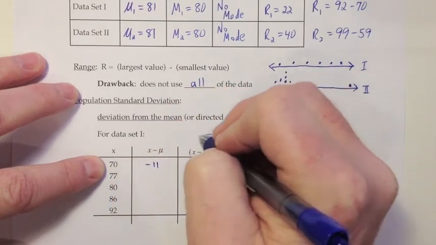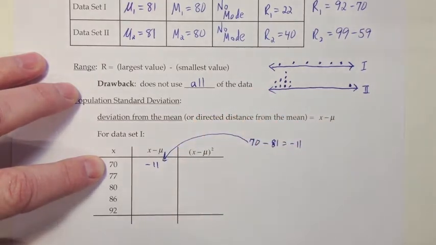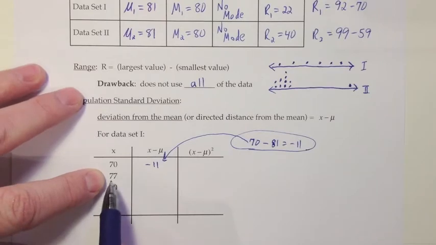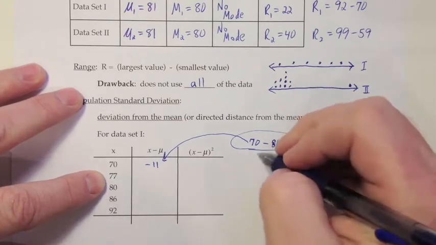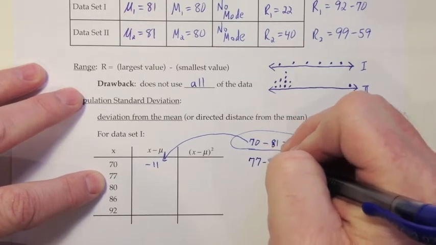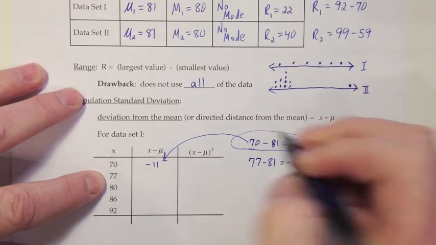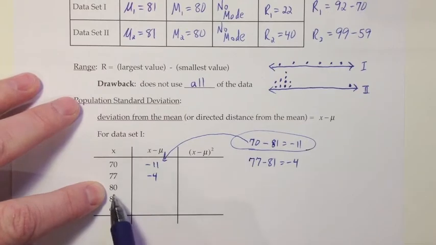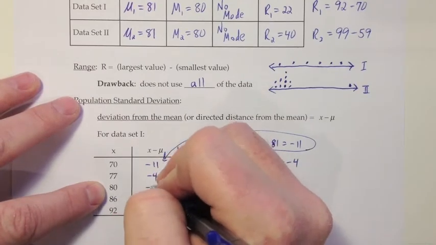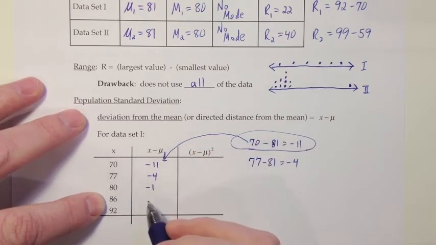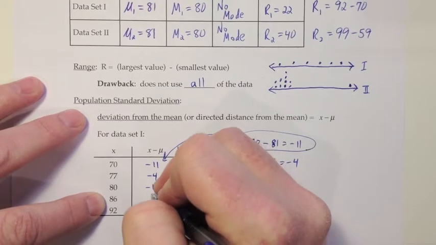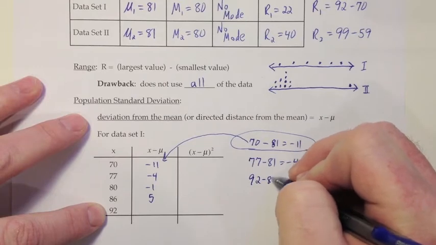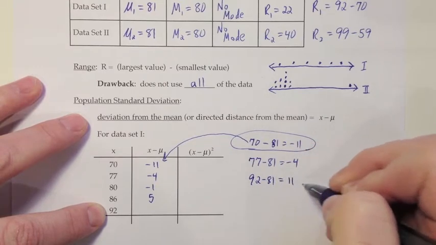I don't want to show all that work in the table, it gets a little messy, but there's the first one. So that gave us this number, and then we keep going like that. 77 minus 81, I'll show one more over here on the side. We get negative 4, so that's this deviation. And then just keep going. 80 minus 81 would be negative 1. 86 minus 81 would be 5. And then the last one, I'll write that down too: 92 minus 81, and that would be 11.